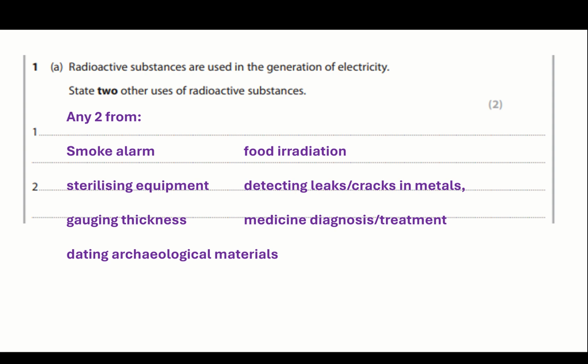So we can use alpha in a smoke alarm. We can use gamma to irradiate food or medical equipment. We've got detecting leaks or cracks, again a bit of gamma, and gauging thickness. We looked at beta and how some of that's absorbed in paper mills or aluminium mills. And then we've got areas around gamma tracers, or even PET scanners, or dating archaeological materials. I told you about the Turin shroud.